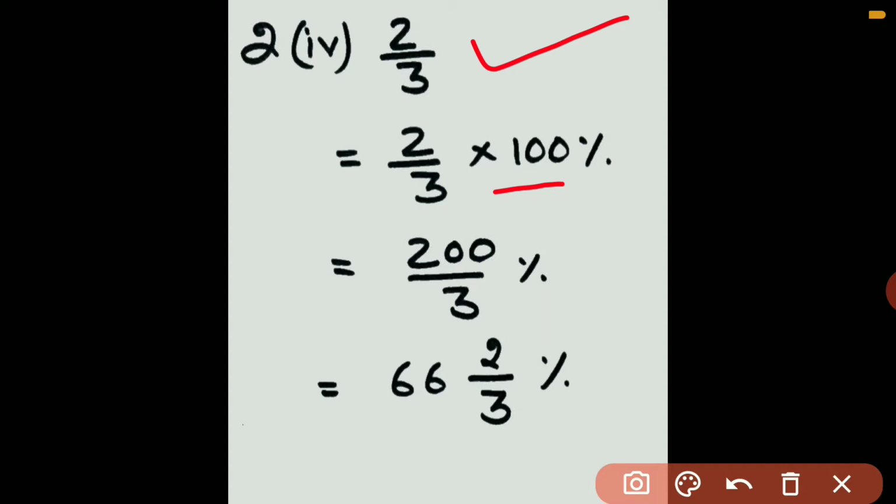So I'll get 200/3%. Then I have converted it into a mixed fraction, which is 66 2/3%. I hope you understood this. I have not shown you the conversion of mixed fraction because we have already done this conversion of mixed fractions, right? Conversion of fraction into a mixed fraction. Now we can go to the next question, which is question number 3.